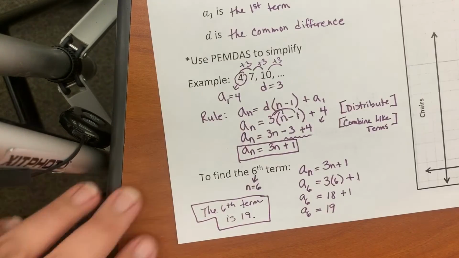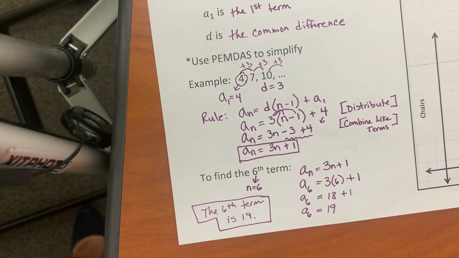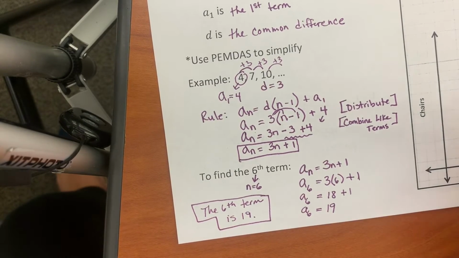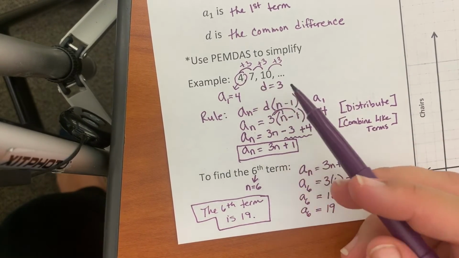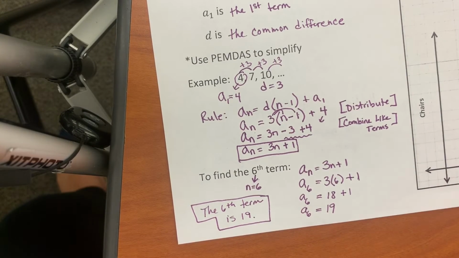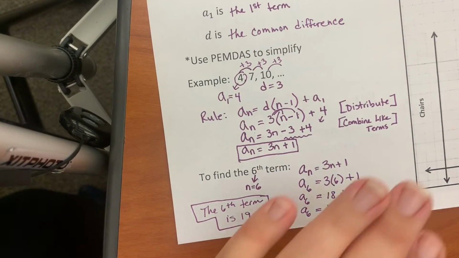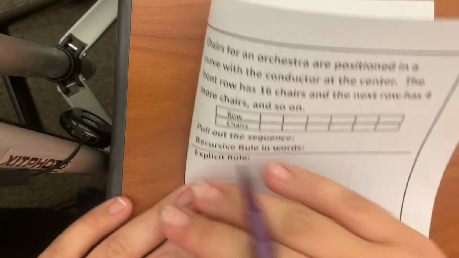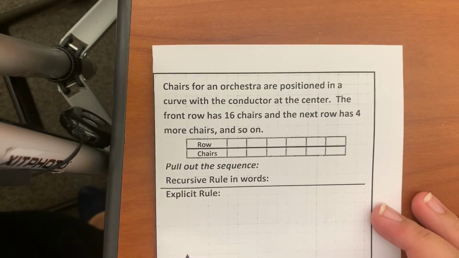I could use that formula to help me find the 100th term if I wanted to. I could even use it to find the 4th term, even though it's easy to go through in the list. All right, so the next thing we're going to do is look at an example of an arithmetic sequence. On the next page, we have this little situation.